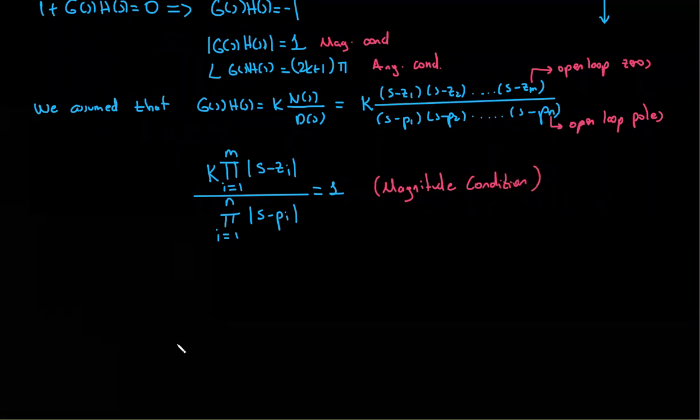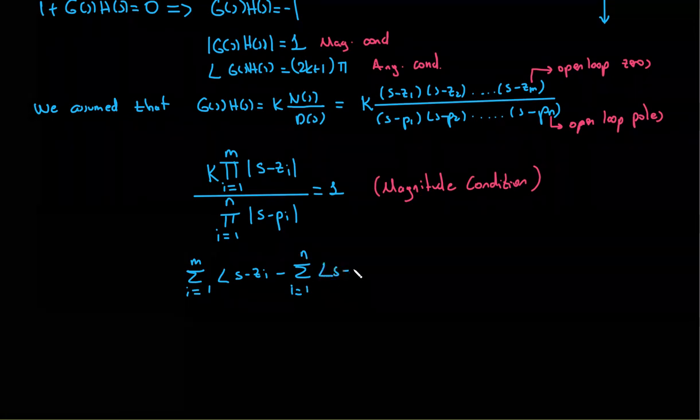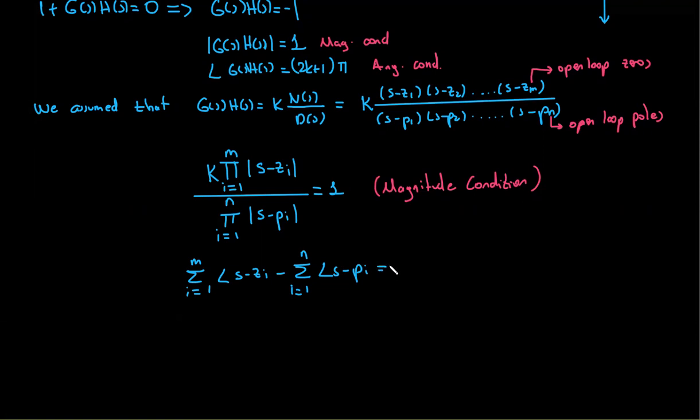And from the angle condition, I should have the summation i from 1 to m of the angle of s minus zi. And I subtract the angle of the poles down below, the summation i from 1 to m of the angle of s minus pi, which should be equal to an odd multiple of pi, (2k plus 1) pi. Okay. K is equal to 0, plus or minus 1, plus or minus 2, etc.